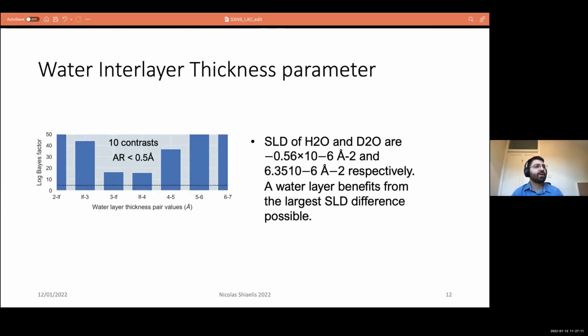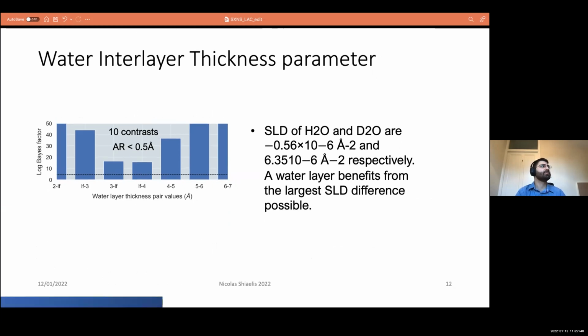And another parameter we have started looking at is the water interlayer thickness, which defines the distance between the substrate and the bilayer. So for this bilayer, the resolution seems to be better than half an angstrom, but further investigation is needed. This may be because by varying the contrast, instead of the surrounding SLDs changing, what is changing is the actual SLD of the interlayer. But again, further investigation is needed.